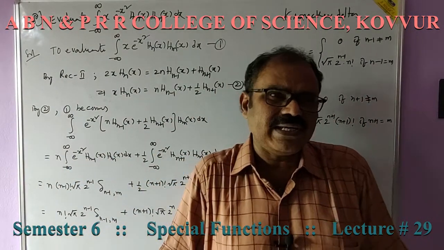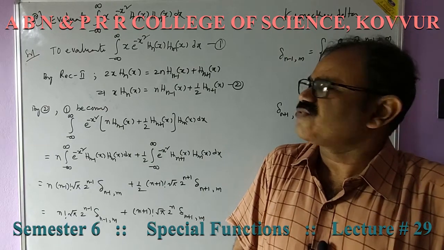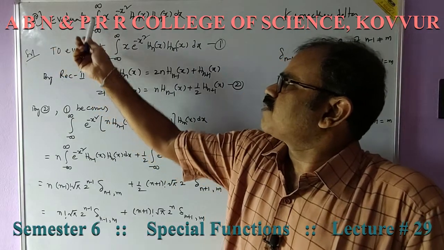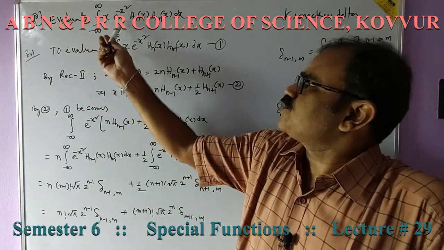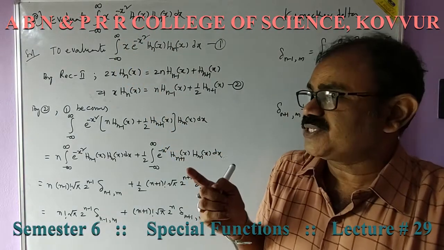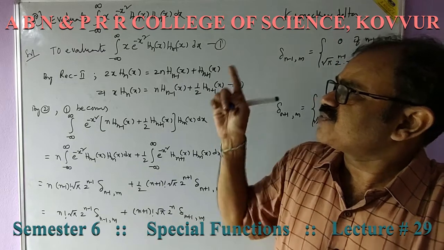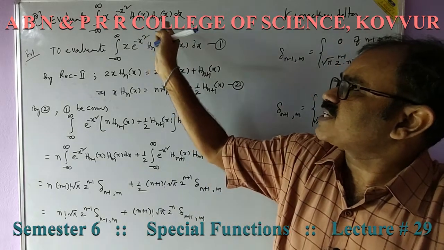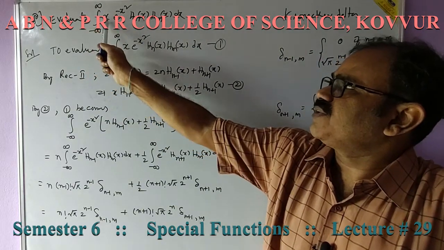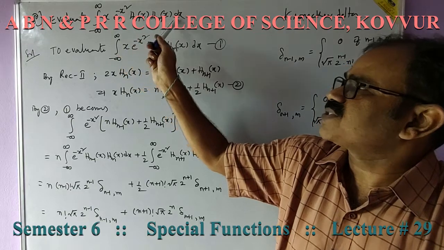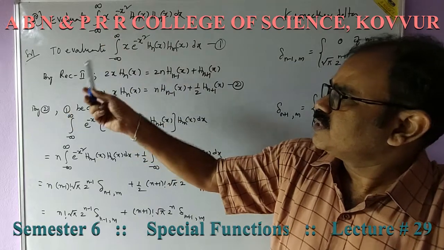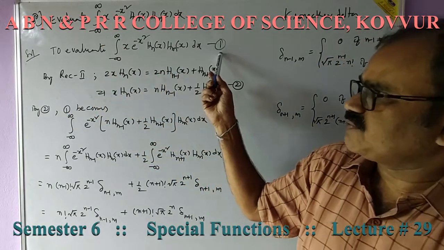In Hermite polynomial, the last and final problem: evaluate the integral from minus infinity to plus infinity of x e^(-x²) Hn(x) Hm(x) dx. What is the orthogonal property? The orthogonal property of Hn(x) is the integral from minus infinity to plus infinity of e^(-x²) Hm(x) Hn(x) dx. So there is an additional x in this problem, and we have to evaluate this. Let it be equation 1.